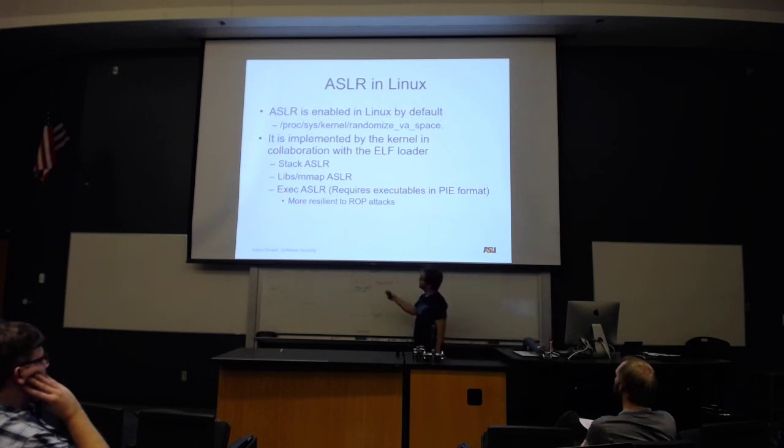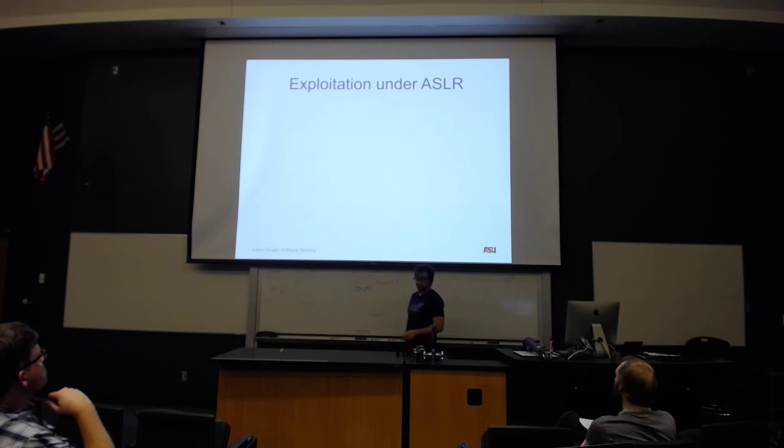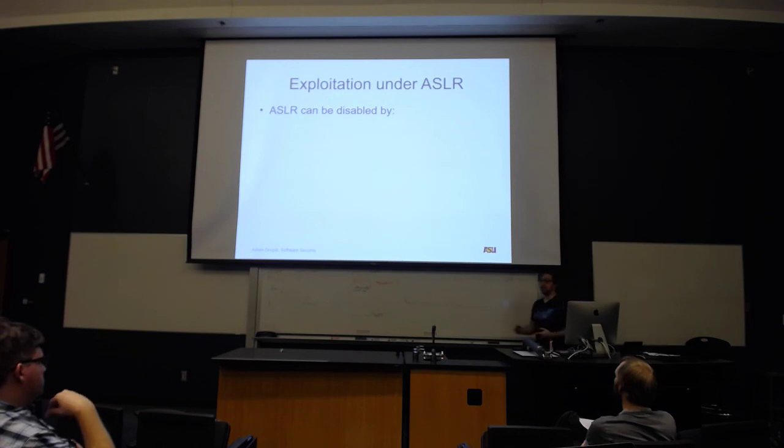Of course, we'll cover what ROP is in a second, but the more things are randomized, the more resilient your process is to being exploited. So, how would we exploit? First of all, how do we practice exploitation in the modern world where ASLR is enabled?